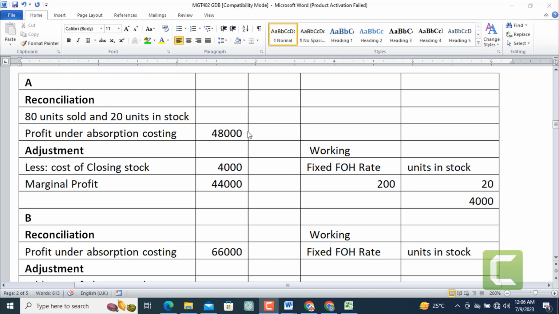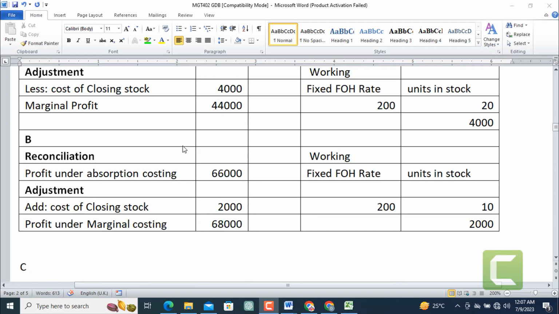Because of this, we have earned more profit under absorption costing. When we deduct this figure from this 48,000, we will reach the same amount of profit that we earn under the marginal costing approach. So what we are going to do: when the number of units sold is less than the number of units produced, we are going to subtract that portion of the fixed factory overhead cost related to the closing stock from the profit under absorption costing.